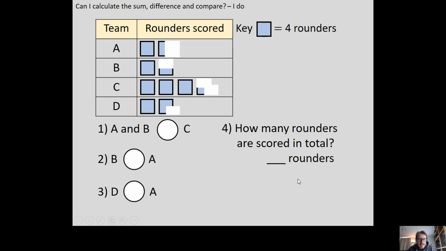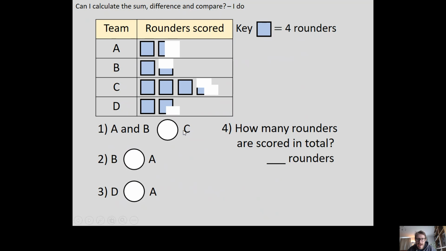Okay, looking at a pictogram this time. So we've got teams, and we've got the number of rounders they've scored. And remember, with pictograms, first thing you should be looking for is this key. So each square represents 4 rounders scored. So we've got to remember this. Which means I know that half of that would be 2 rounders. If I had a quarter of one, it would be 1 rounder.